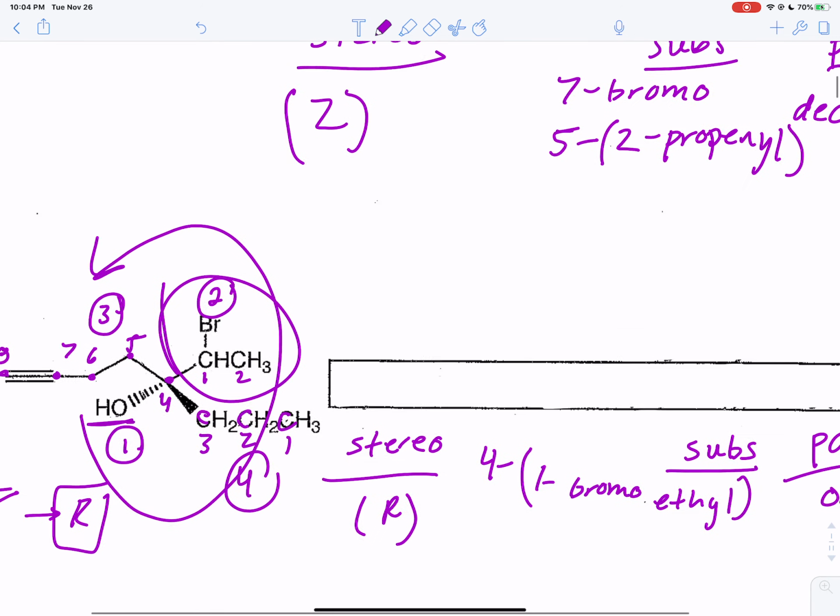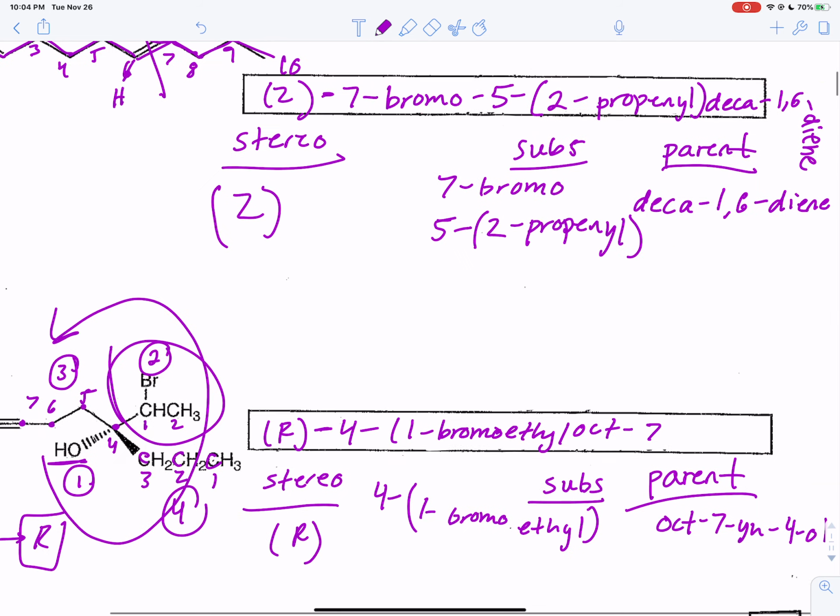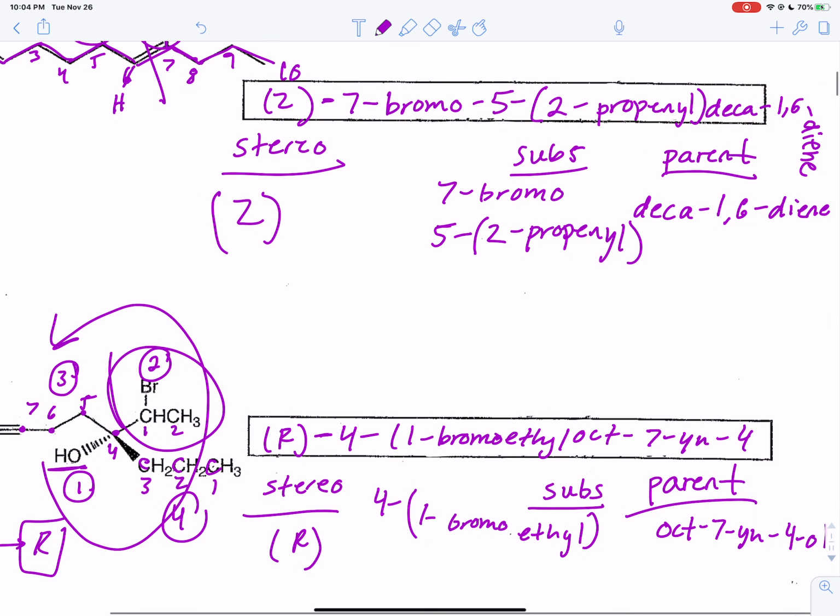And then, of course, there's only one stereocenter, right? So we don't have to indicate the number. And we're going to put these in alphabetical order. There's only one substituent, right? So we're going to put 4, okay, and then 1-bromoethyl. We're almost there. Oct-7-yn-4-ol. And that's it. That's our name. And we forgot the parentheses, or I forgot the parentheses.